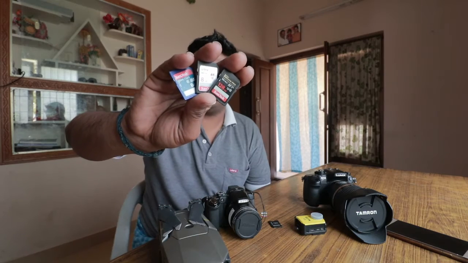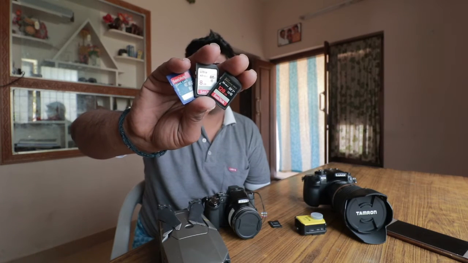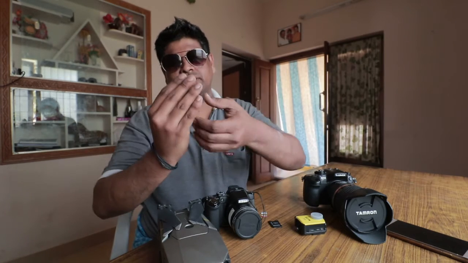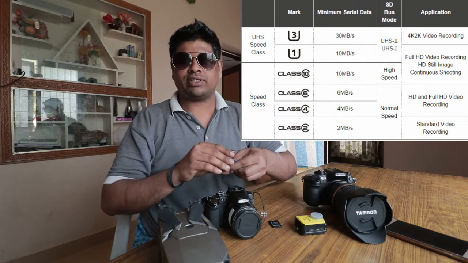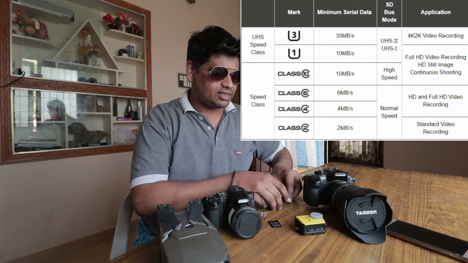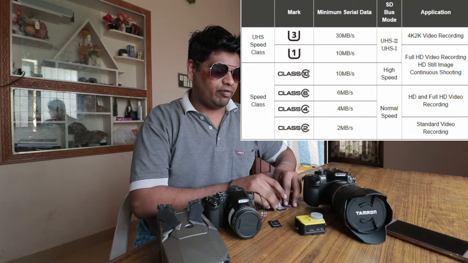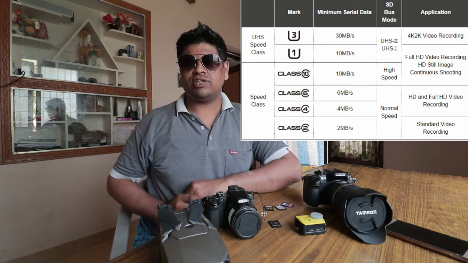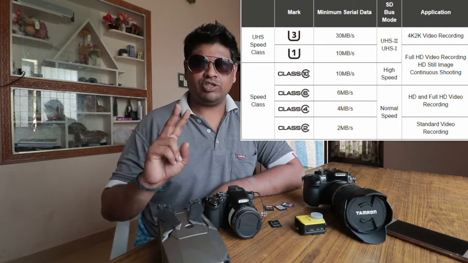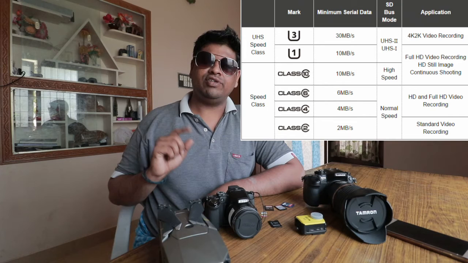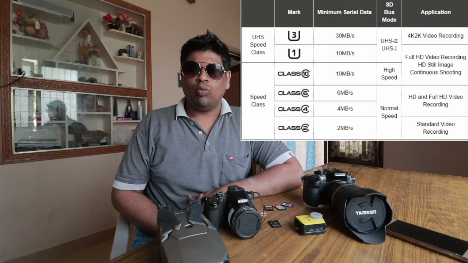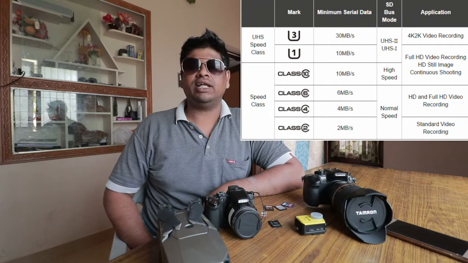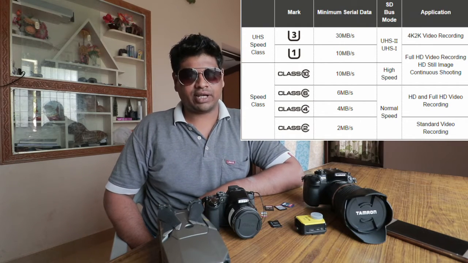Here I have three different types of cards and different kinds of classes as well. Class means the number which is circled inside. You can have a look: 4, 6 or 10. That means 4 MB per second, 6 MB per second or 10 MB per second. And UHS will normally be 2, which is inside the curve, which is a 1 or 3. 1 means a minimum of 10 megabytes per second, and 3 means 30 megabytes per second.